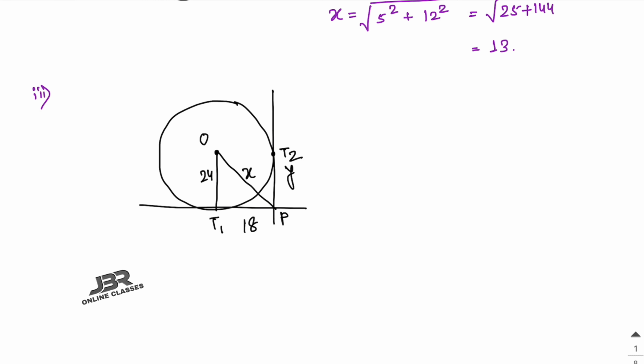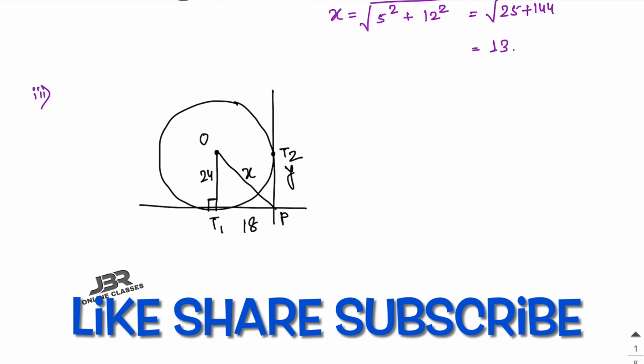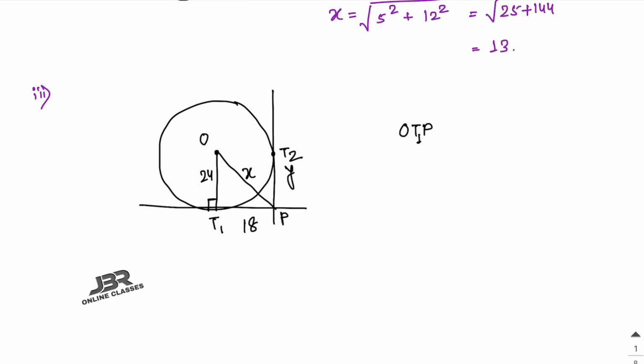T1 and T2. So first you have to find x. So here OT is the perpendicular distance. In the triangle OT1P, this is a right angle triangle. So x equals root over 24 square plus 18 square, and that equals root over 900, so it's 30. That is your first answer.